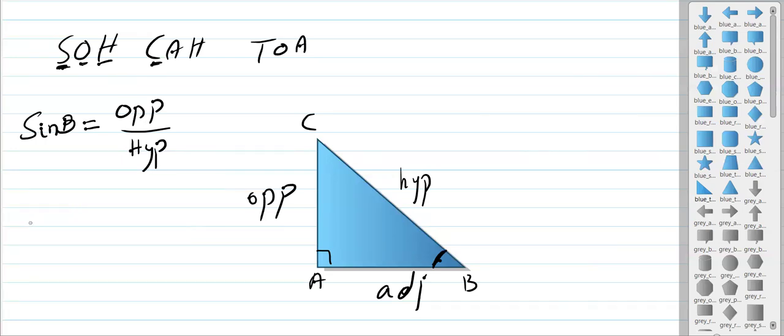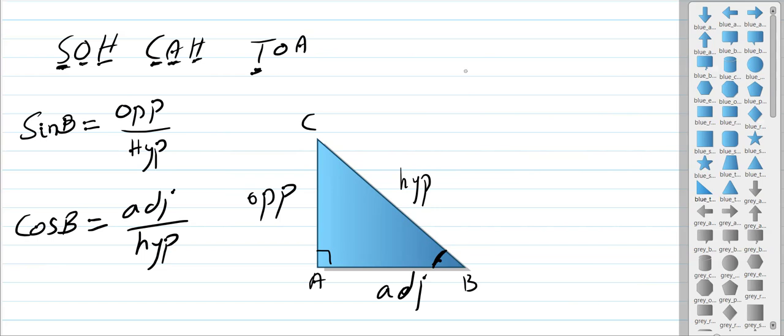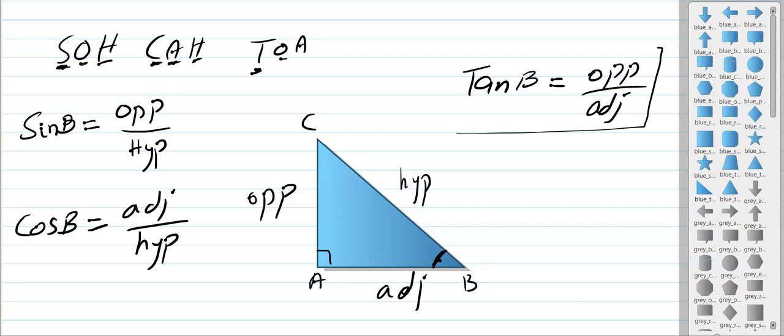Now C stands for cos. So cos of the angle will be equal to A for adjacent, H for hypotenuse, so adjacent divided by the hypotenuse. TOA is the tangent of the angle. It is opposite over adjacent. Take a screenshot of this one.